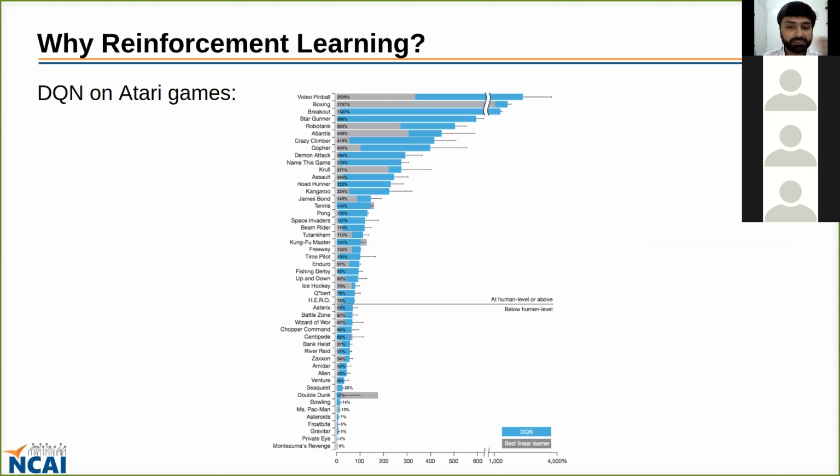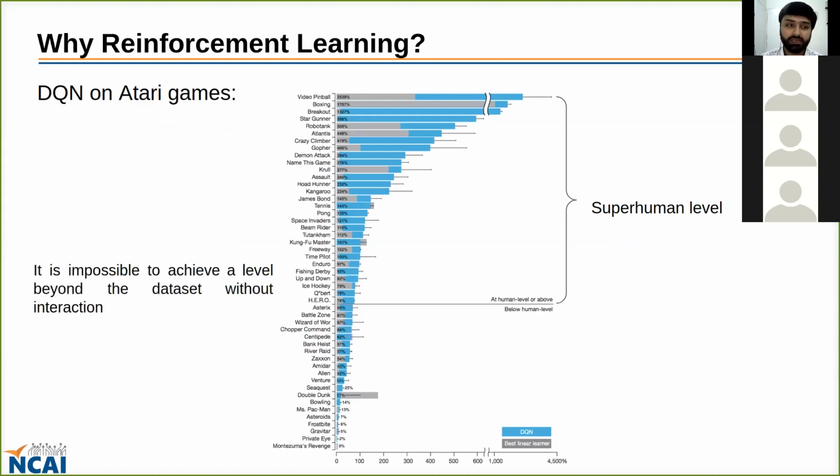But here I'm mentioning it because of its performance. What you see here is that this bracket is the superhuman level performance of this DQN algorithm. Now, it is impossible to achieve a level beyond the dataset without any interaction with the environment. For example, if you just rely on a dataset and the dataset is acquired by humans, you cannot surpass humans in any case. To achieve superhuman level performance, you need an agent to interact with the environment to find better solutions than the humans themselves.